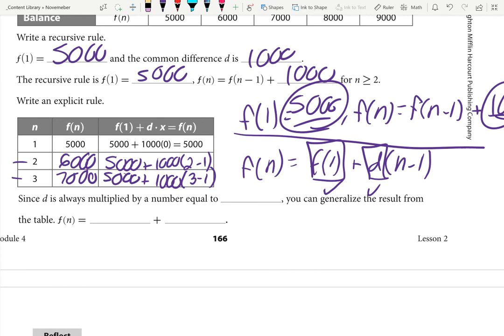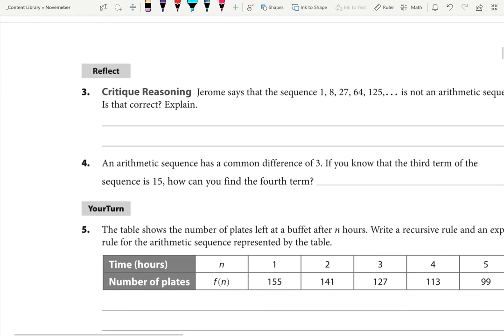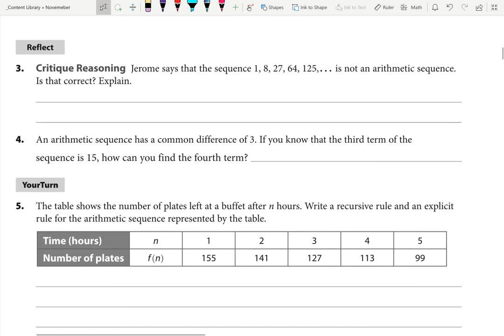So, moving on, critique reasoning. Jerome says that the sequence 1, 8, 27, 64, 125 is not an arithmetic sequence. Is that correct? Explain. If you remember, an arithmetic sequence has to be adding the same amount every time. You can see that 1 to 8 is plus 7, but 8 to 27 is definitely not plus 7, right? That's being added by a whole different number. So this is not an arithmetic sequence.